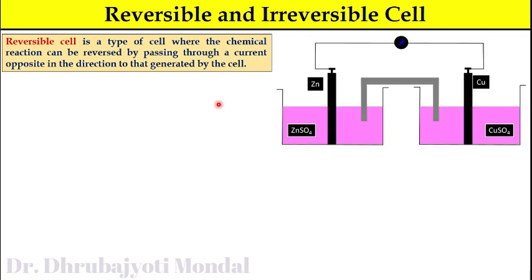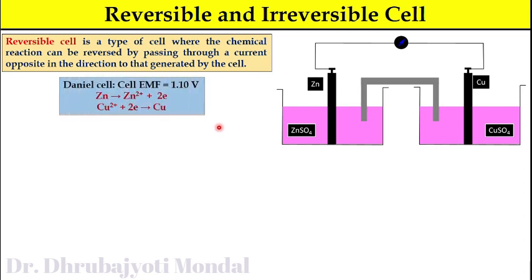So first consider, this is our example, this is our Daniell cell. So this is the zinc sulfate electrolyte, this is the Zn electrode, this is the cupric sulfate electrolyte, this is the copper electrode, it is the salt bridge. Okay, and you know that current flows from copper to zinc and electron flows from zinc to copper. So in case of Daniell cell, the cell EMF is equal to 1.10 volt. That is the cell EMF.